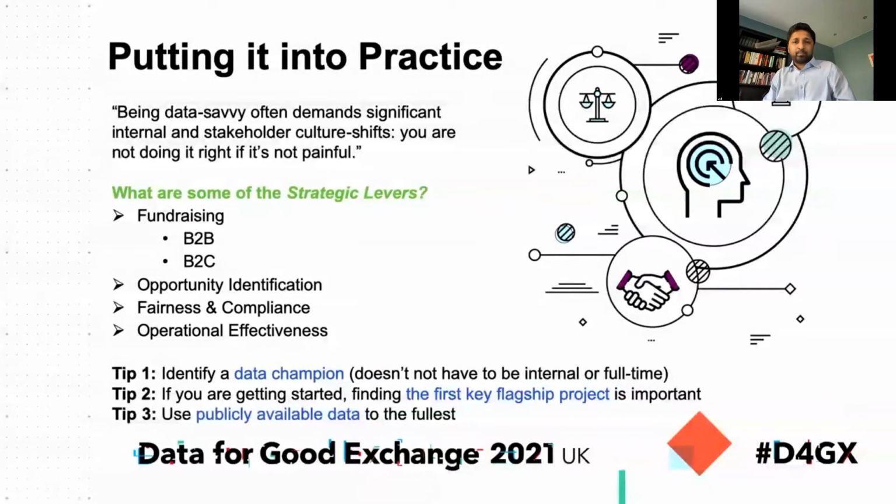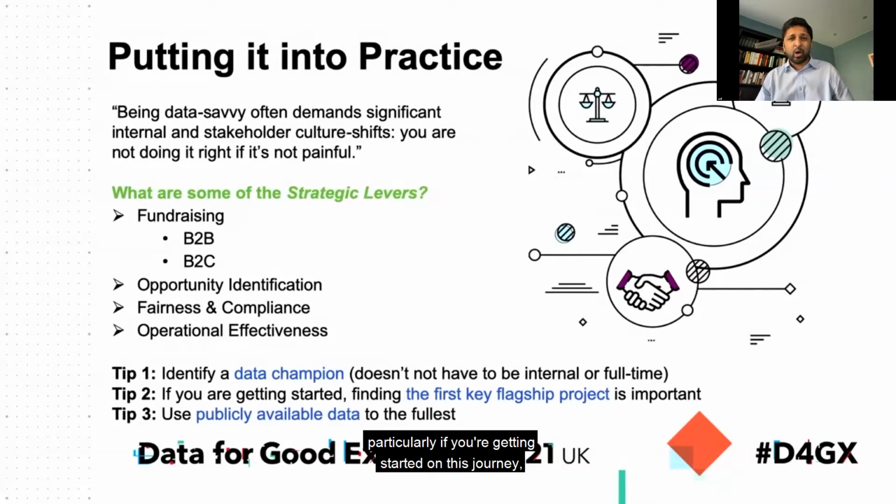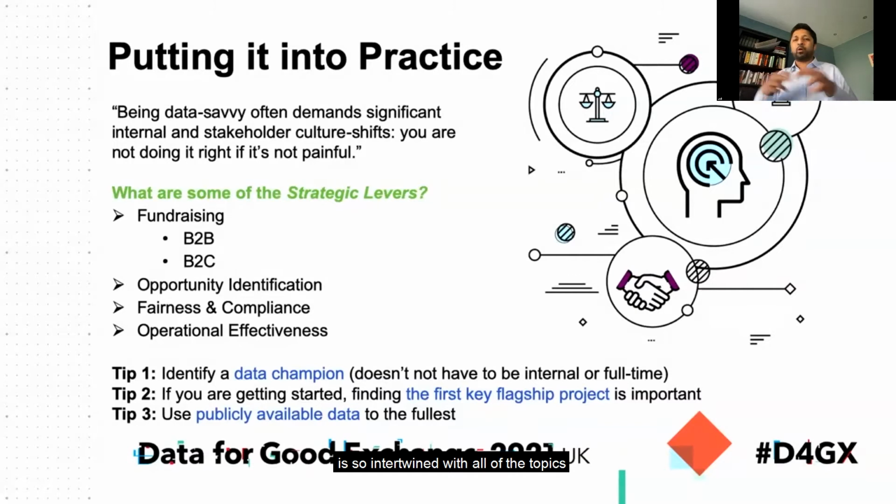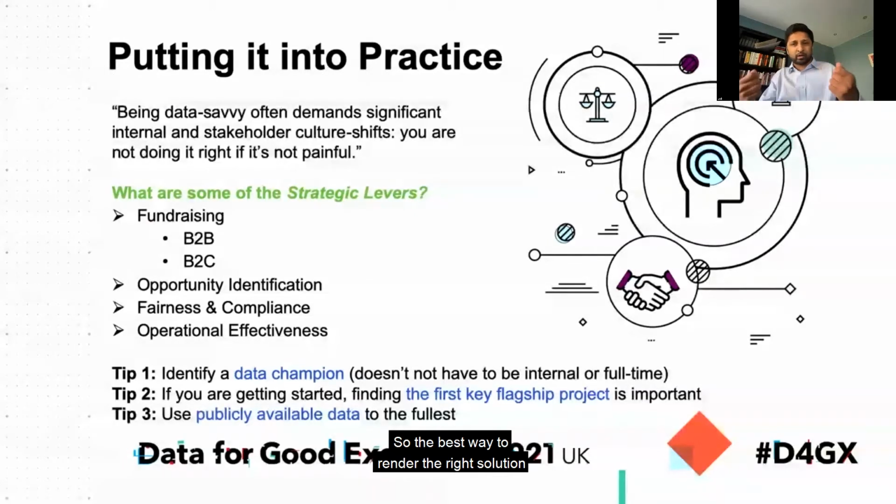I'm going to do three quick tips before we do a poll. So the first tip is, particularly if you're getting started on this journey, which to be fair, a lot of you are already very advanced in. I know that, for example, survey analysis is a very rich topic in the context of many charities, but I'm sure some of you are getting started. If you're early on it, identify a data champion. Again, it's a recommendation. The reason we think that is because this topic is so intertwined with all other topics that it's hard to extricate it from the company or the organization's working. So the best way to render the right solution is to make sure there's an identified data champion who can champion this cause in all the meetings.